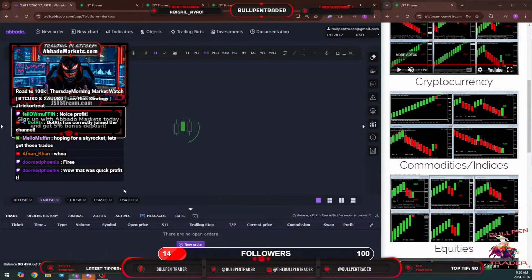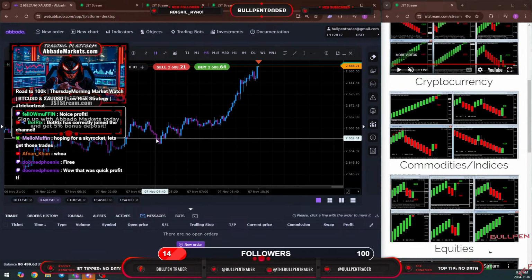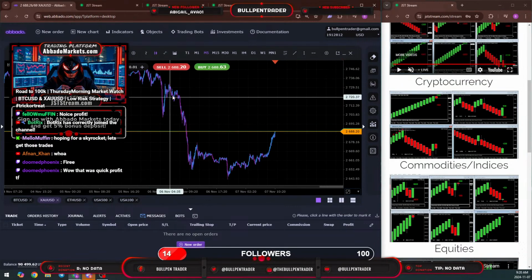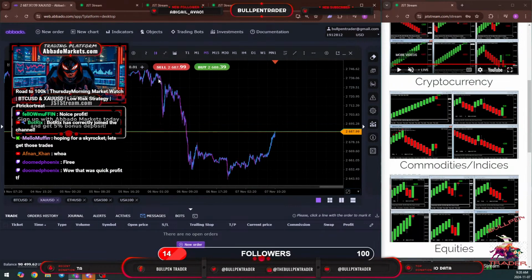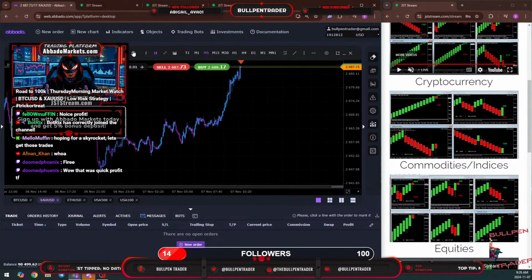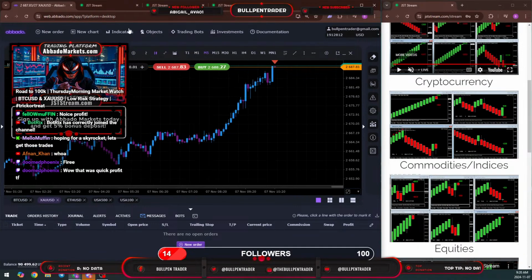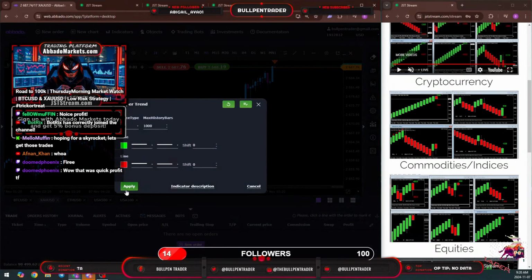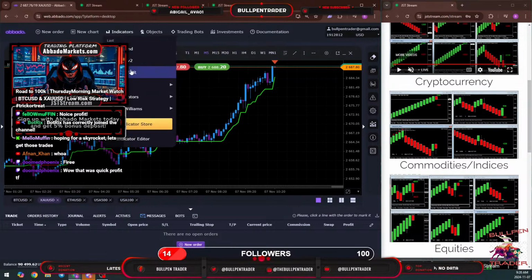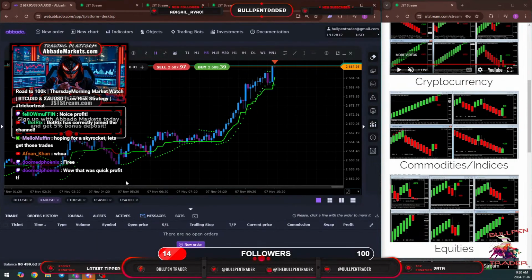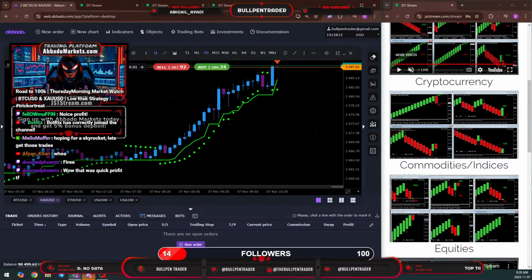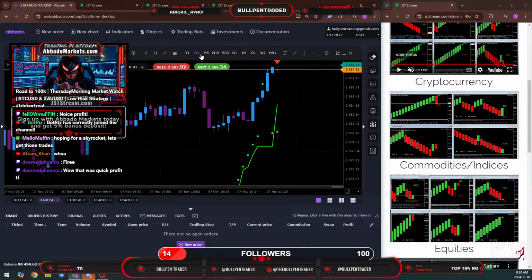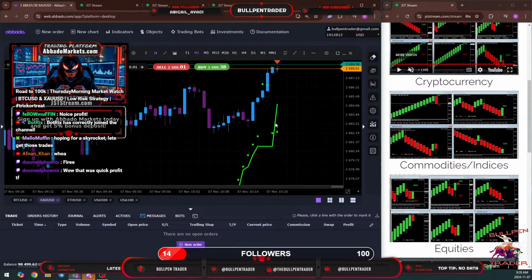Let's see what's going on with gold as well. Gold was dumping yesterday, and now it looks like it's starting to have its uptrend here. This is the 5-minute chart on gold. Let's actually just apply the indicators and see what is going on with gold. All right, so PSAR and super trend. Overall we are in a bullish super trend right here.